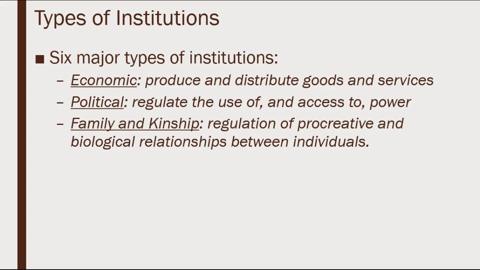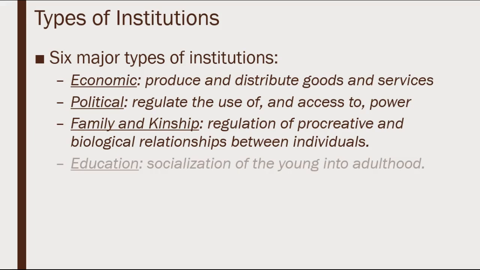The third is family and kinship. And this deals with the regulation of procreative and biological relationships between individuals. And this third type of institution often confuses students at first because family is seen as something private. But if you think about it, families do have a particular social organization to which you can apply the characteristics in the previous slide. So you can think of the following questions as an example. Are there culturally held beliefs about a quote-unquote normal family? And do families hold major significance in our social structure?